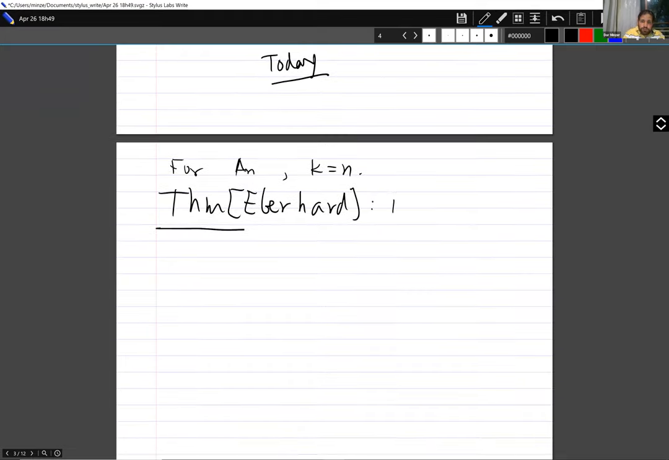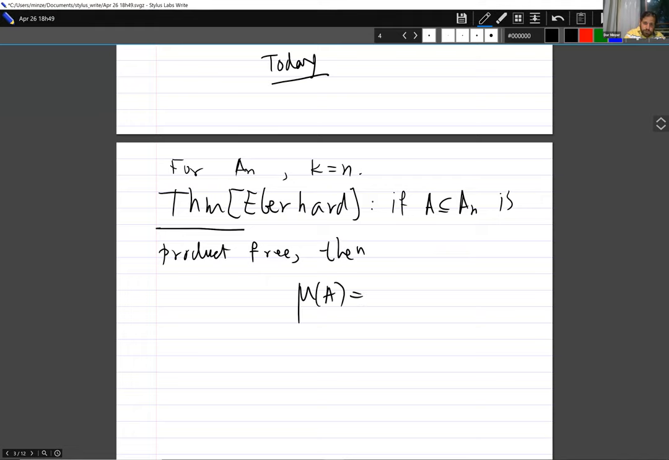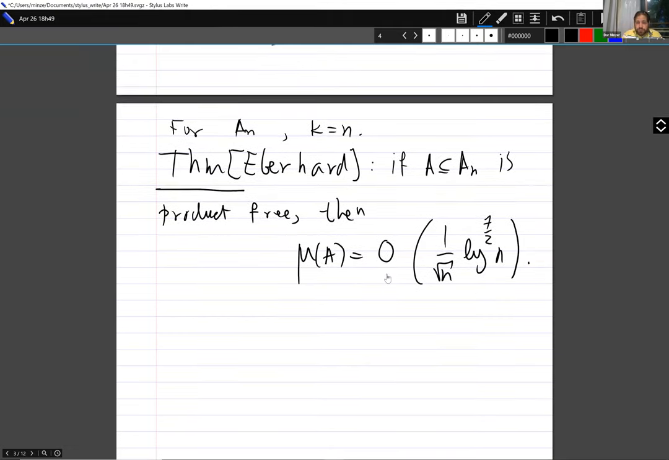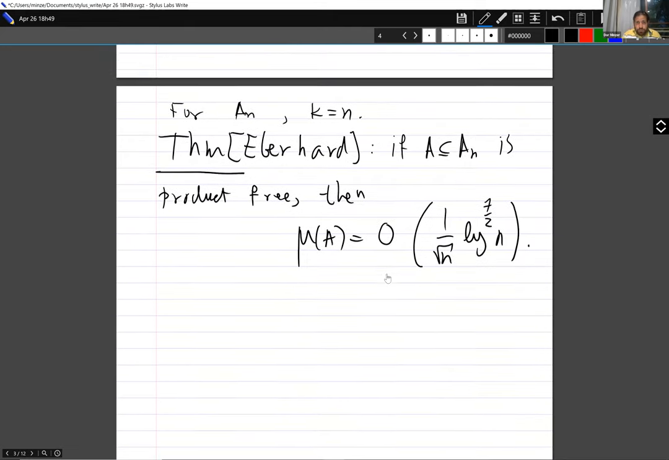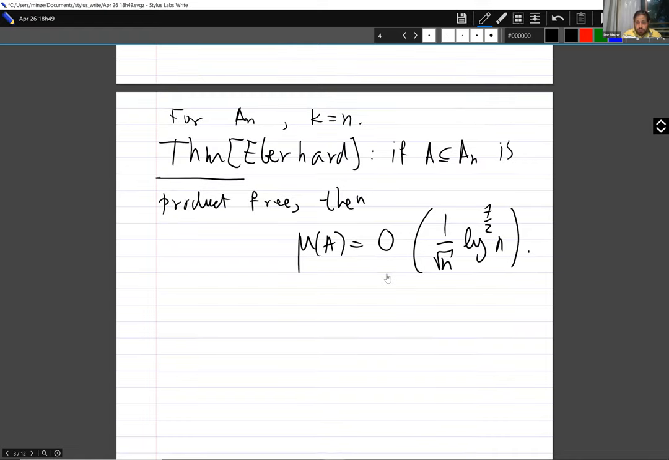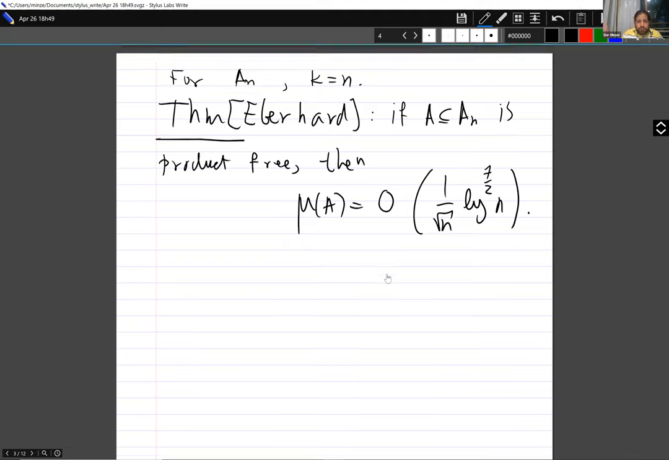Sean proved that if A is product free, then the density of A is at most 1/√n of N, up to some polylogs. So I think that's the 7/2 exponent, I think. This is much better than what Gowers' theorem tells you. And just like in Gowers' case, Sean actually proved something stronger, but not as strong as what Gowers proved.